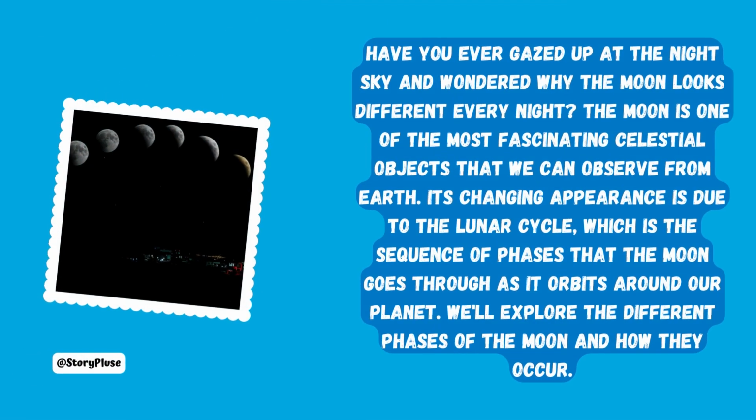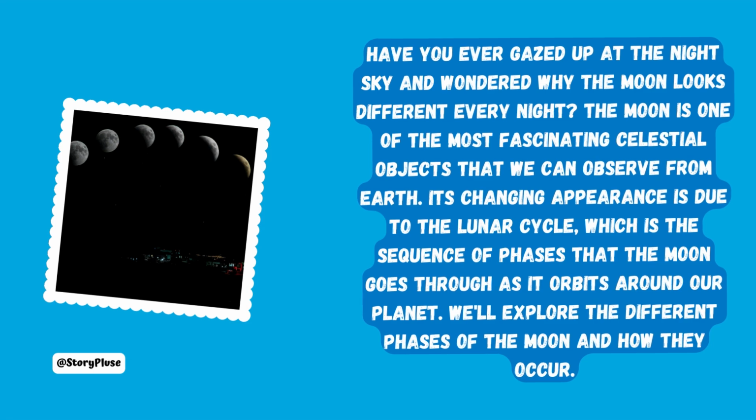Have you ever gazed up at the night sky and wondered why the moon looks different every night? The moon is one of the most fascinating celestial objects that we can observe from Earth. Its changing appearance is due to the lunar cycle, which is the sequence of phases that the moon goes through as it orbits around our planet. We'll explore the different phases of the moon and how they occur.